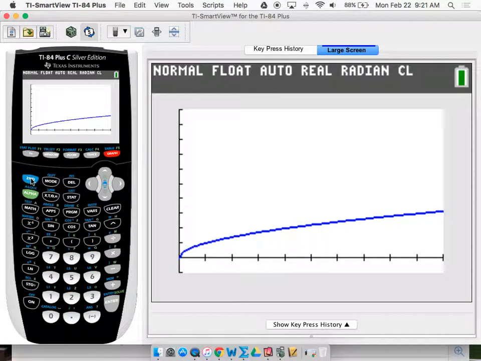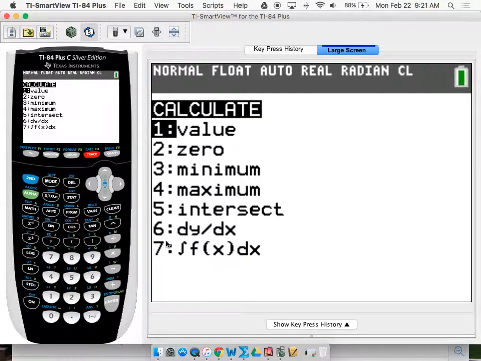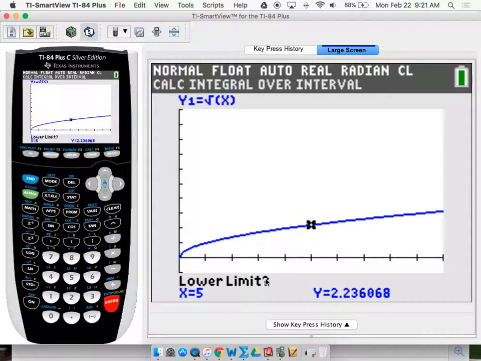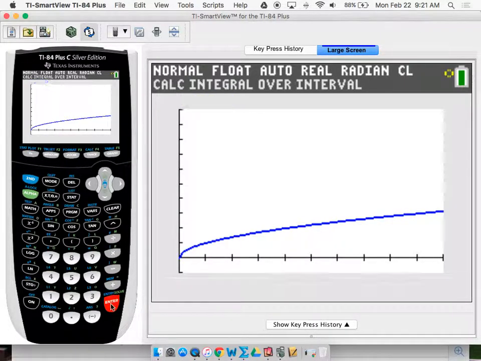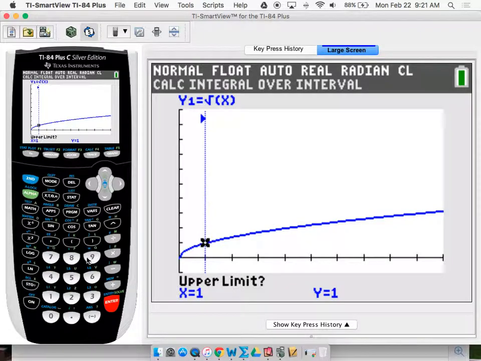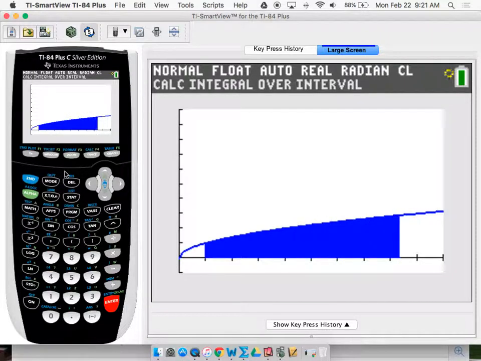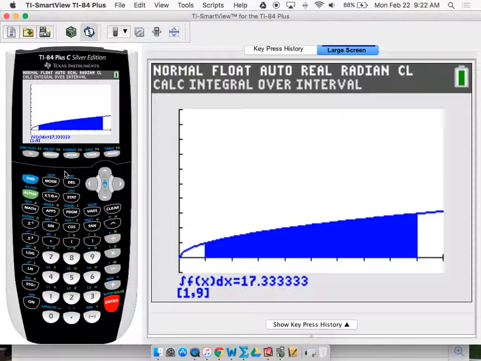So if you hit second and then trace, and if you go down to number 7, the integral of f of x dx, you're going to hit enter. Now it asks you for the lower limit, right? So where did we start? We started at x equals 1. So I'm going to type in 1. And then it asks you for your upper limit. So where did we stop? We stopped at 9. So it fills out for you that area, and it gives you the answer.